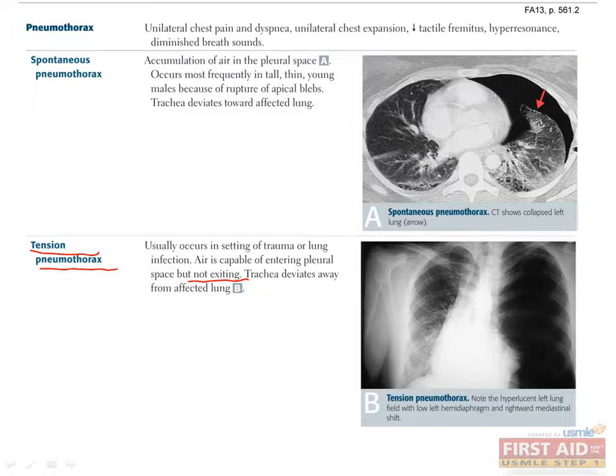When too much air gets trapped, it pushes the mediastinal structures like the trachea to the other side, as you can see here. These patients can present with severe respiratory distress that evolves to hypoxia, hypotension, and cardiovascular collapse.